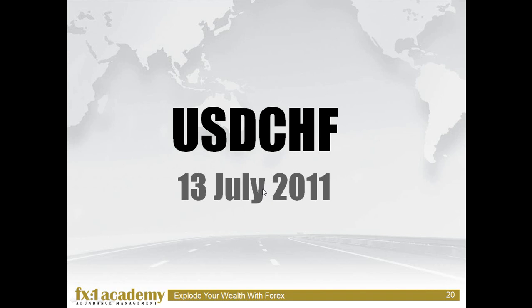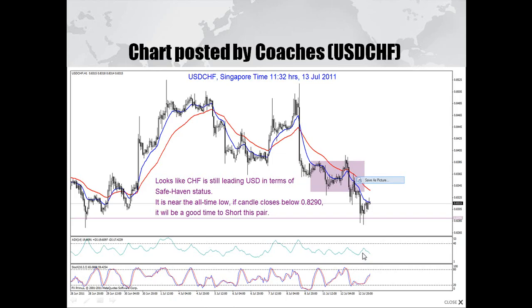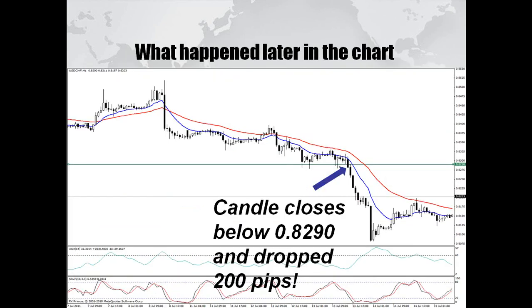Here's another trade call that was taken on the dollar Swiss on 13th of July 2011. Here are some of the comments that you're seeing on your screen. Looks like the Swiss franc is still leading the US dollar in terms of safe haven status. It is near the all-time low. If the candle closes below 0.8290, it will be a good time to short this pair. Notice that the comments are very specific, and this is a clue of FX waves, that when prices fall to a new low, it can go even lower. So here's the next chart to show you that the candle closes below 0.8290, and it fell a cool 200 pips.